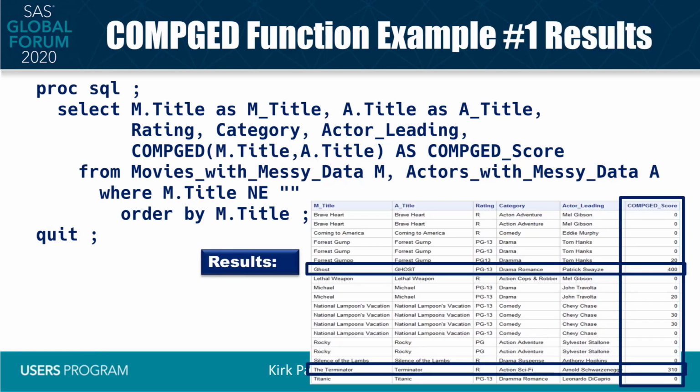And what we see here, since we didn't constrain or limit the number or the size of the values in the COMPGED score, we're seeing the whole litany of values here, from 0 to 400 and everything in between. Now you might wonder, ghost in mixed case versus ghost in uppercase, why does it have a value of 400? Well, we'll see how we can fix that a little later.